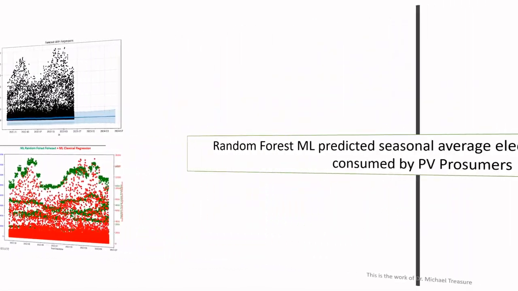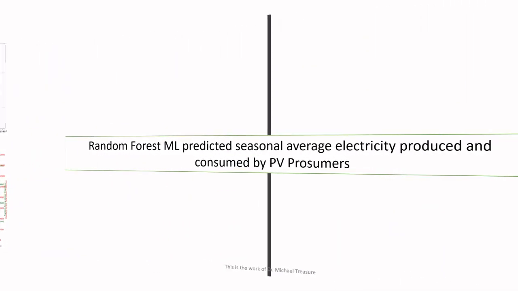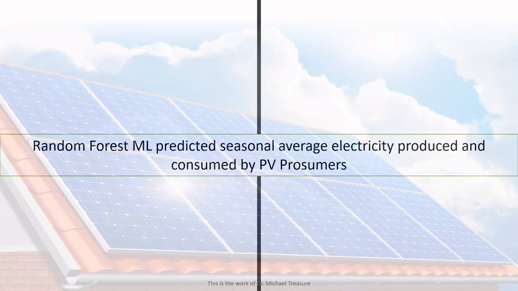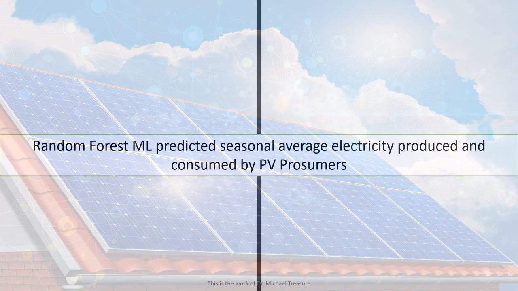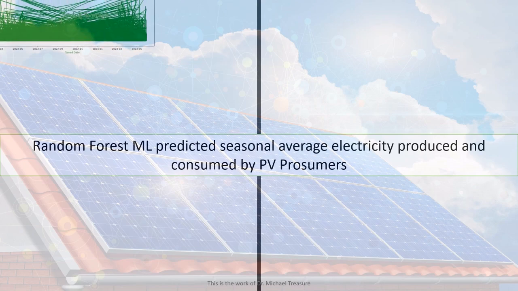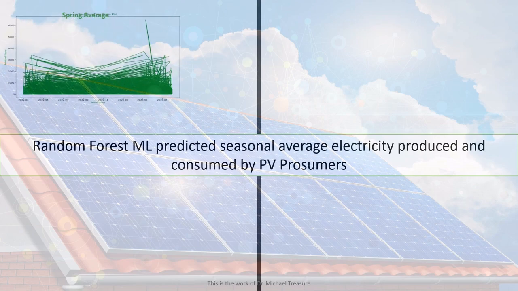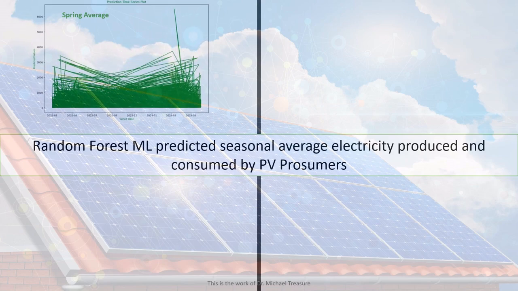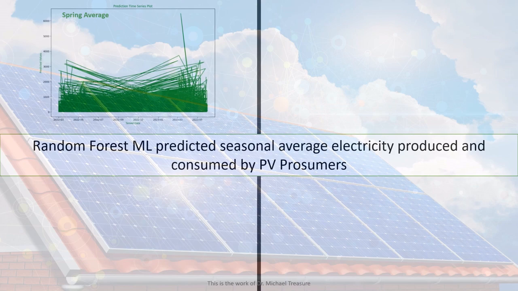Addressing the seasonality in the data with our random forest regression model. Looking at these next four charts, we observe the random forest regression output distribution for spring, summer, fall and winter seasons, for the PV electricity consumed and produced by prosumers. The first chart shows the distribution of the predicted average values for the spring seasons.